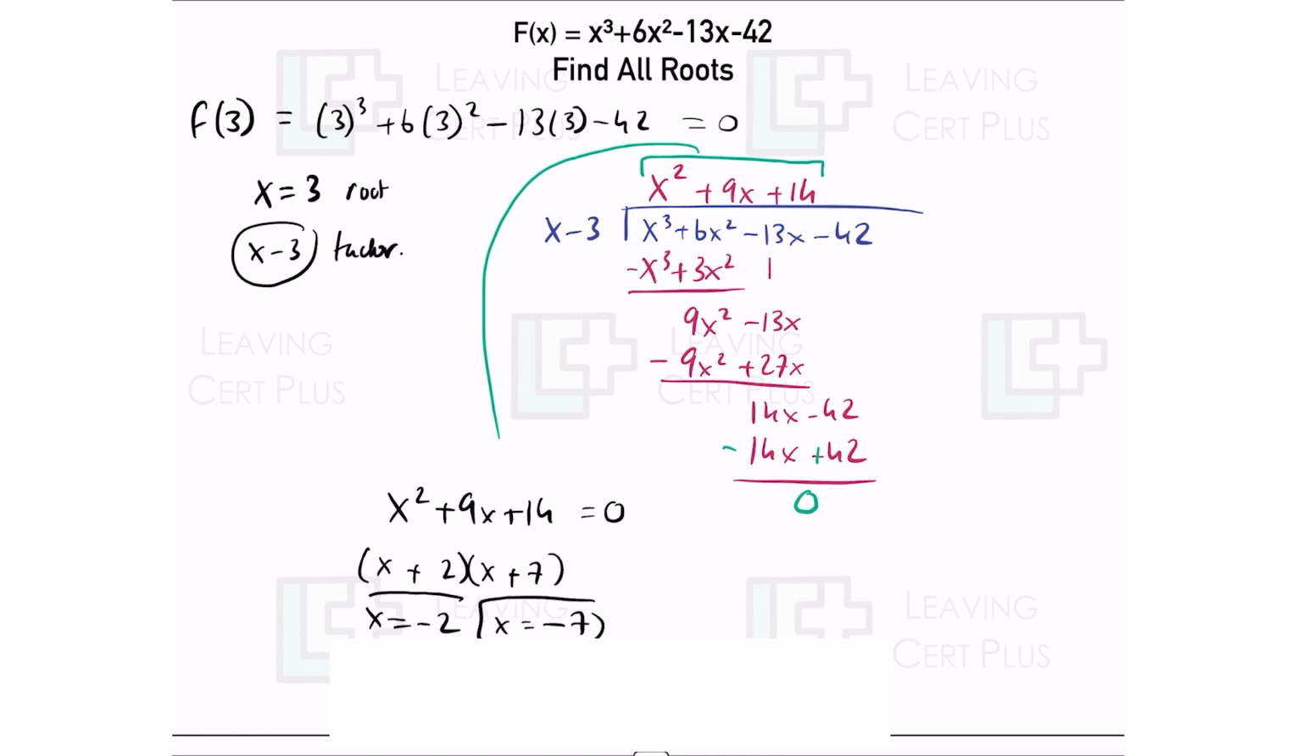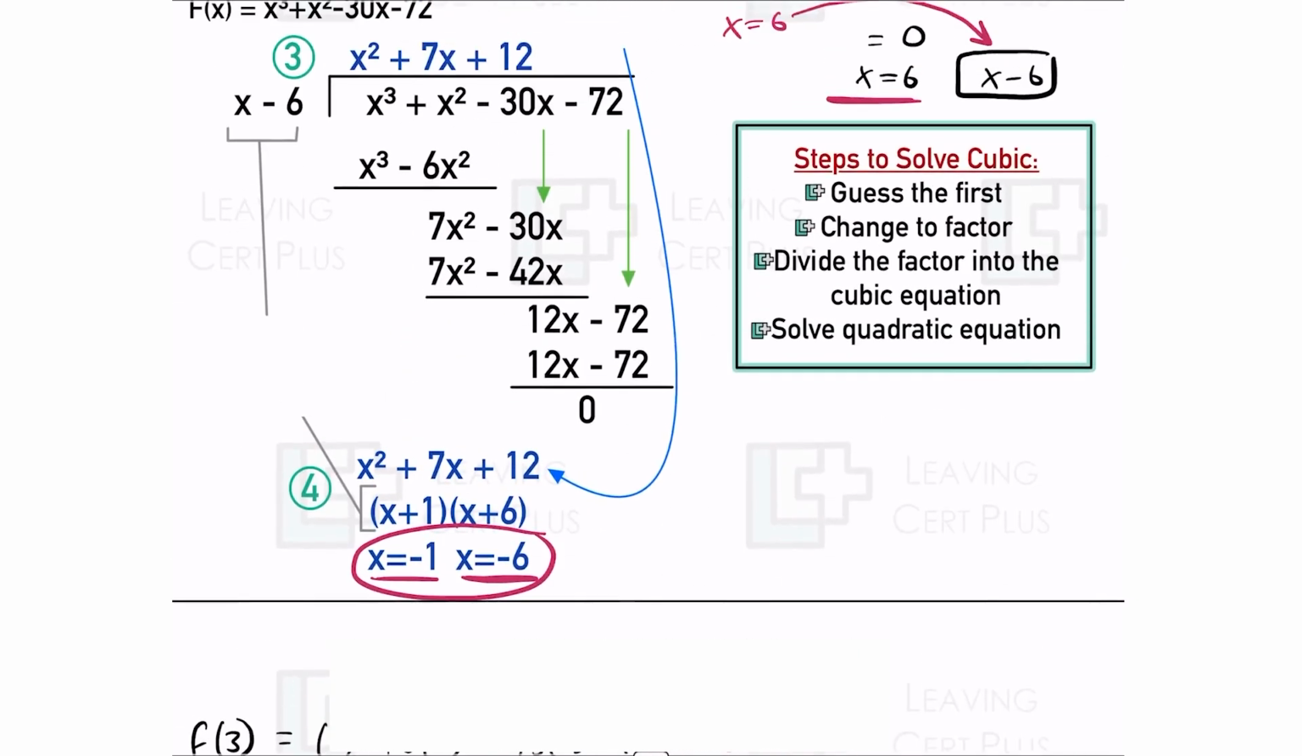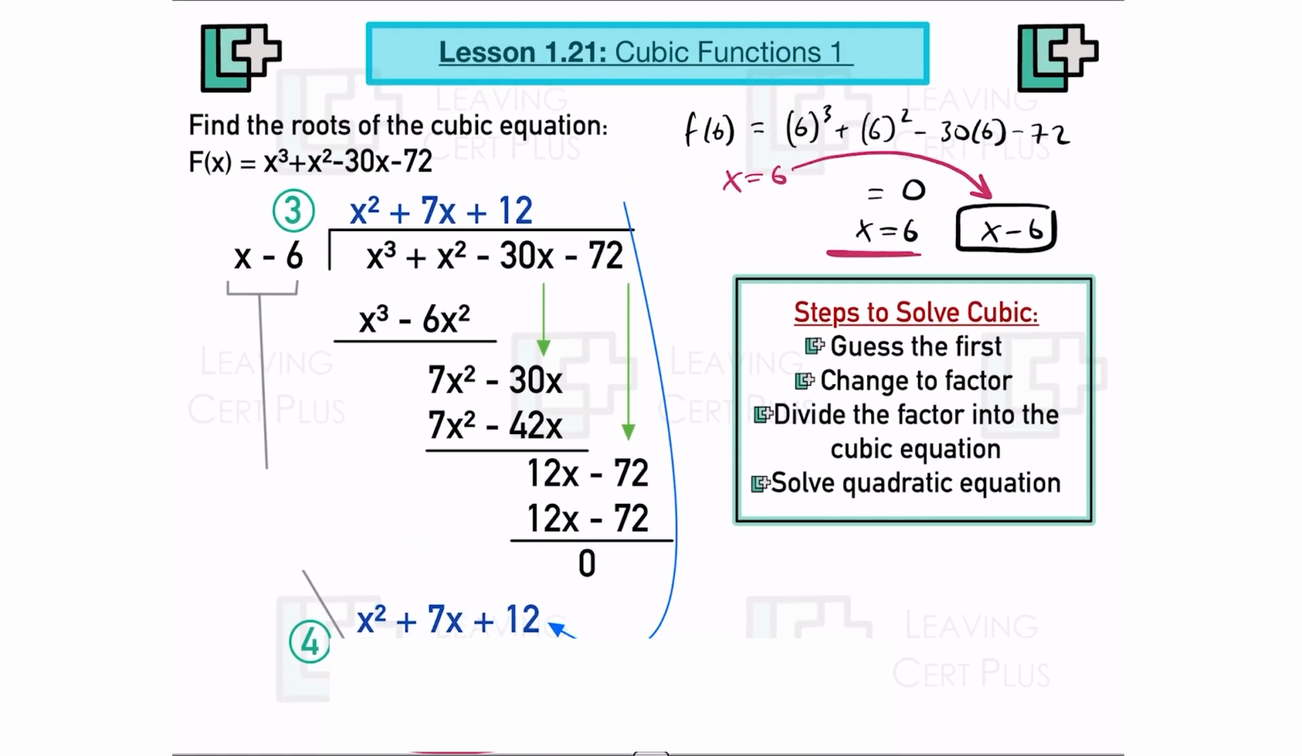Okay, so there are your two roots there. And that is joined up with your original root of x is equal to 3. So you found 3 roots there. So that's basically how you do the cubic equations solving for roots. So step 1, guess your first root, change that into a factor and divide it into your original cubic. You'll get a quadratic on top, then factorize that and find your 2 roots.